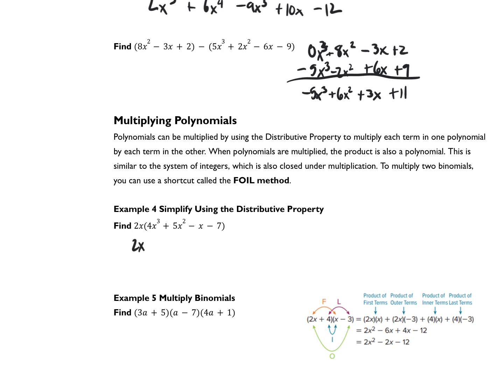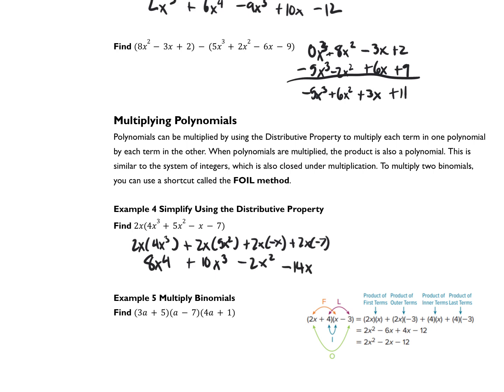So this is the same thing as 2x times 4x cubed plus 2x times 5x squared plus 2x times negative x plus 2x times negative 7. So this becomes 8x to the fourth plus 10x to the third, sorry, that should be not plus but minus, because it's going to be negative 2x squared, and then minus 14x. And that is how we distribute that monomial to everything inside the parentheses.